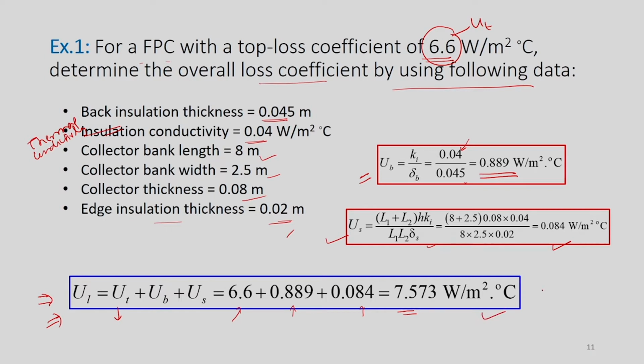So, as we understand, each value should be between 2 and 10 watt per meter square per degree Celsius. Okay. Since this value is in between, it is a feasible collector design. Okay. So, this kind of design is accepted, right.